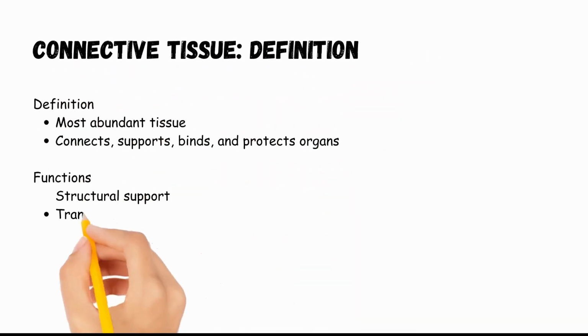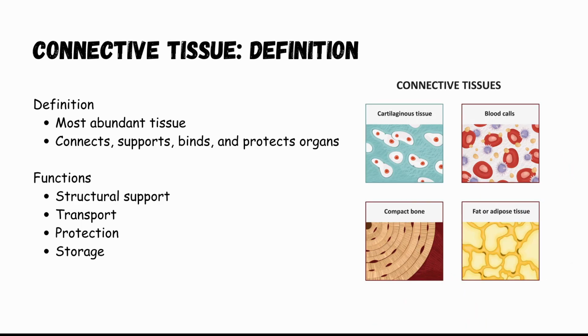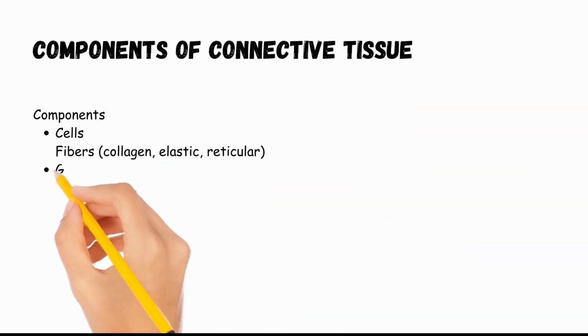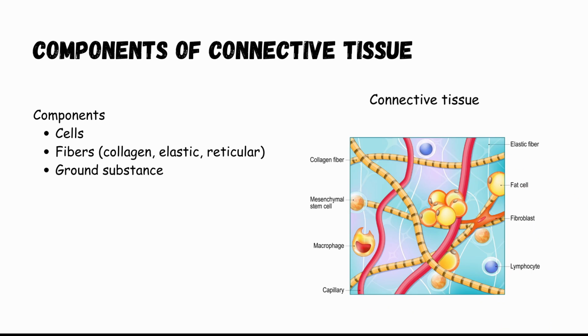Connective tissue is the most abundant tissue in the body. Its main function is to connect, support, bind, and protect other tissues and organs. It also plays a role in transportation, defense, and storage. Unlike epithelial tissue, most connective tissues are vascular. Connective tissue consists of three main components: cells, such as fibroblasts, adipocytes, and macrophages; fibers, collagen fibers for strength, elastic fibers for flexibility, and reticular fibers for support; and ground substance, a gel-like material that fills spaces. Together, these components form the extracellular matrix.